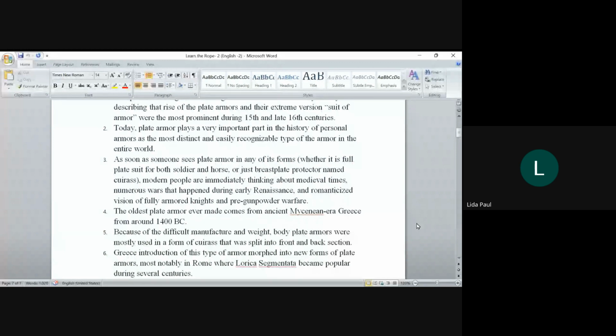Look at that sentence. As soon as someone sees plate armor in any of its forms, whether it is a full plate suit for both soldier and horse or just a breastplate protector, right? So here it is added for focus and emphasis.